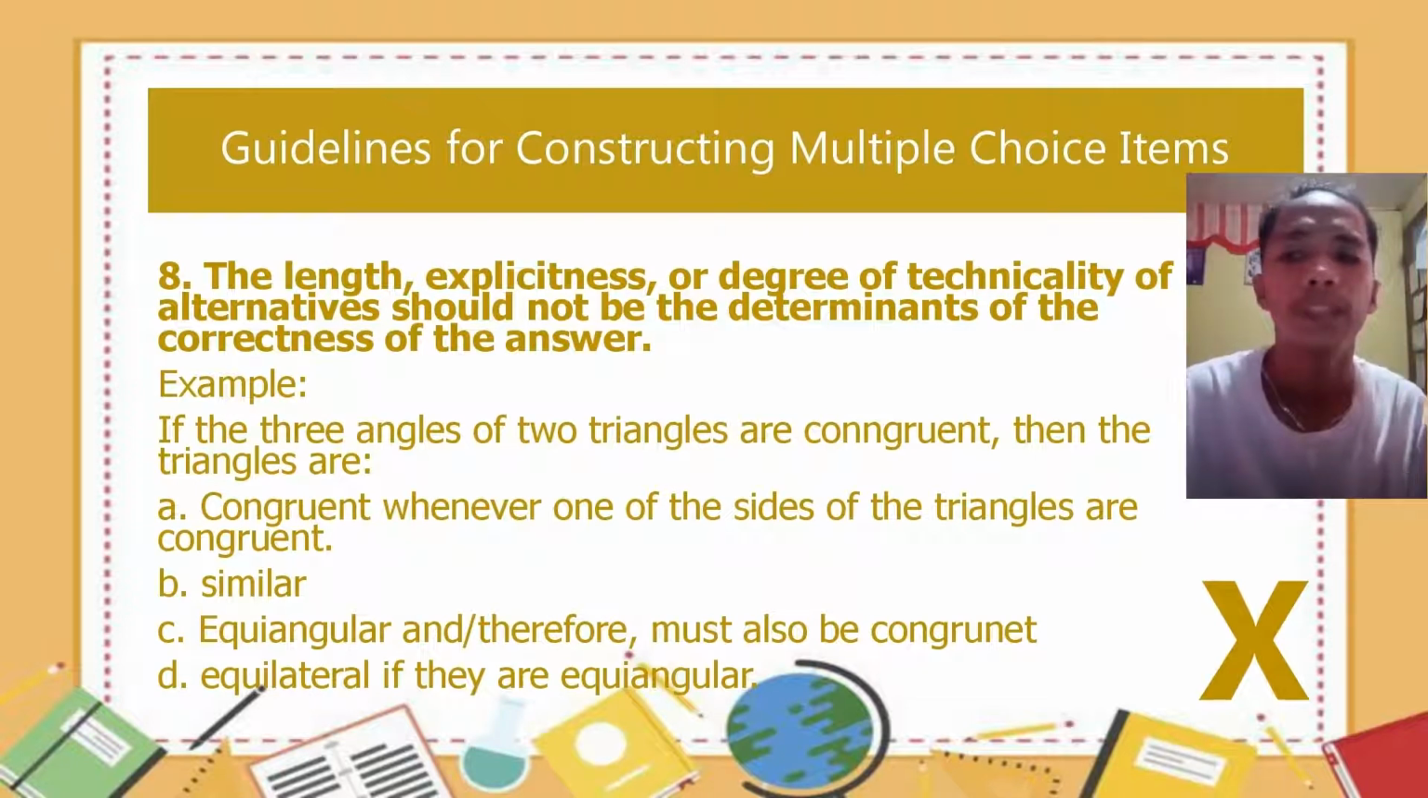The length, explicitness, or degree of technicality of the alternatives should not be the determinant of the correctness of the answer. Example: If the three angles of two triangles are congruent, then the triangles are blank. A. Congruent whenever one of the sides of the triangles are congruent. B. Similar. C. Equiangular and therefore must also be congruent. D. Equilateral if they are equiangular. We can see that if the two triangles have the same angles, then they are similar. A, C, and D are longer and more technical, even though they are wrong answers, which may lead students to choose them. So it is clear that B is the answer.